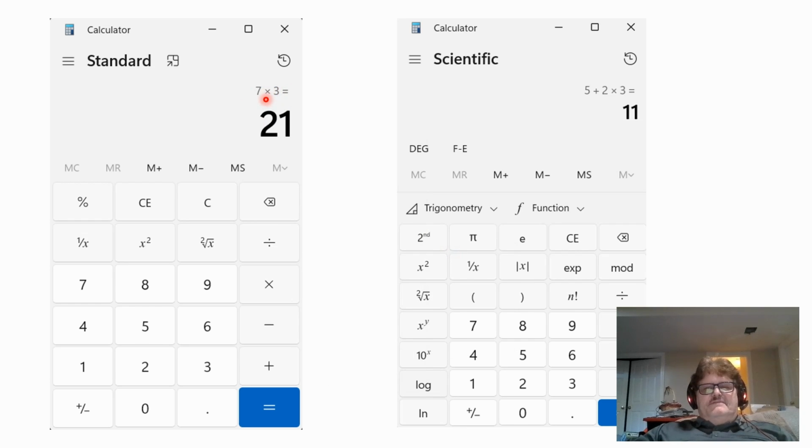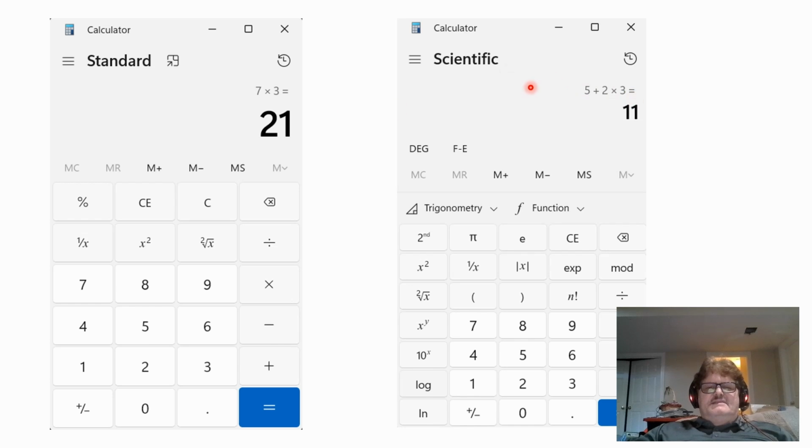If you type in 5 plus 2 times 3, what happens is this is working in what's called immediate execution mode. As soon as you type 5 plus 2, it adds those together and gets 7. And then when you type times 3, what you're getting is 7 times 3 or 21. This is not the right answer. When you have a calculator like this, that is not the way to enter it.